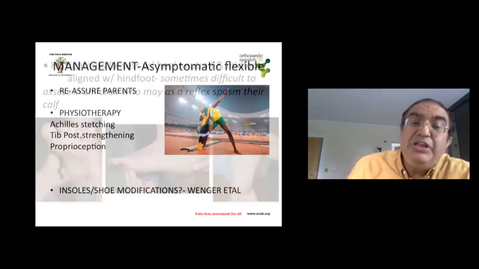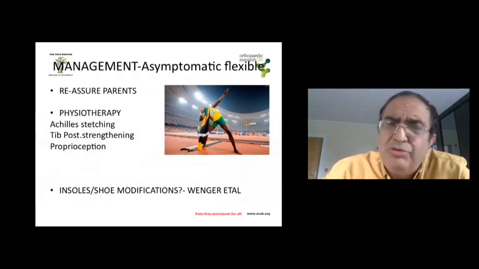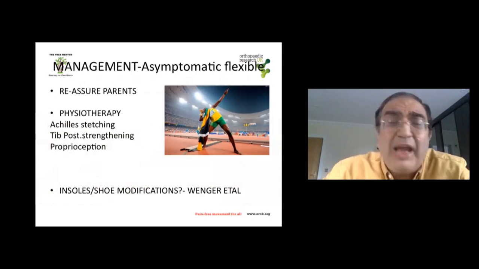So what is the treatment then? Asymptomatic flexible flat foot, nothing to do. Just reassure them. I tell my patients that Usain Bolt had flat feet and he's the world's fastest man. So what is there to worry? So generally asymptomatic flexible flat feet can be completely left alone.